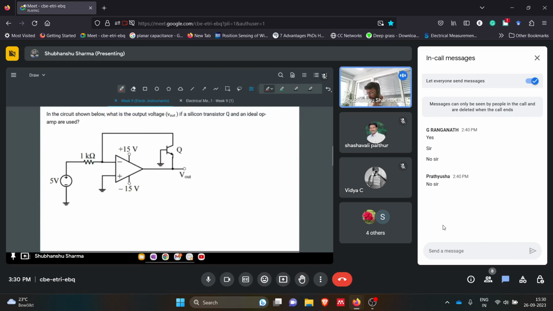Again, there is a transistor. In the circuit shown below, what is the output voltage if a silicon transistor Q and an ideal op amp are used? This is an ideal op amp. We have to find the output voltage of this.